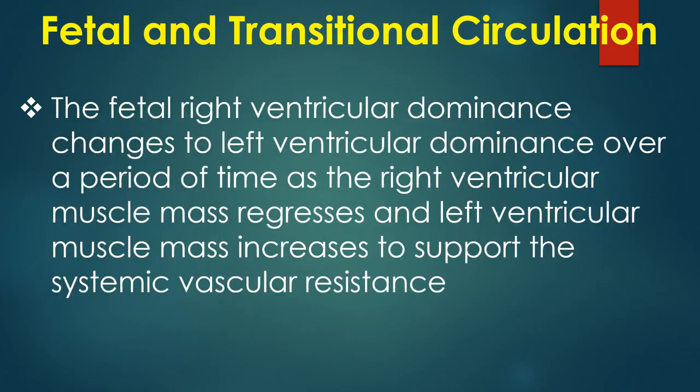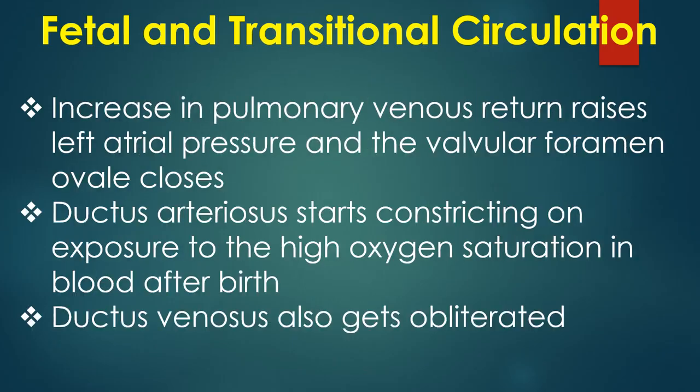The fetal right ventricular dominance changes to the left ventricular dominance over a period of time as the right ventricular mass regresses and left ventricular muscle mass increases to support the systemic vascular resistance. Increase in pulmonary venous return raises left atrial pressure and the valvular foramen ovale closes. Ductus arteriosus starts constricting on exposure to the high oxygen saturation in blood after birth. Ductus venosus also gets obliterated.